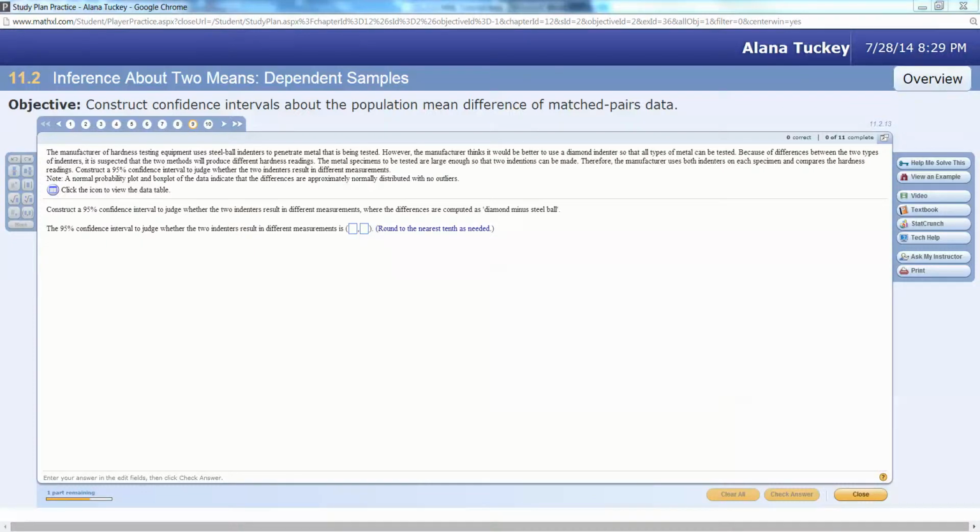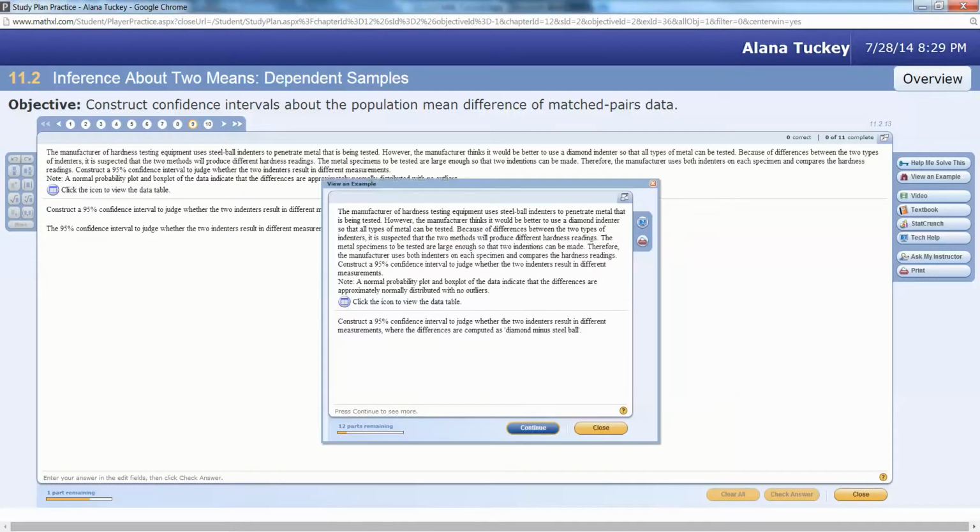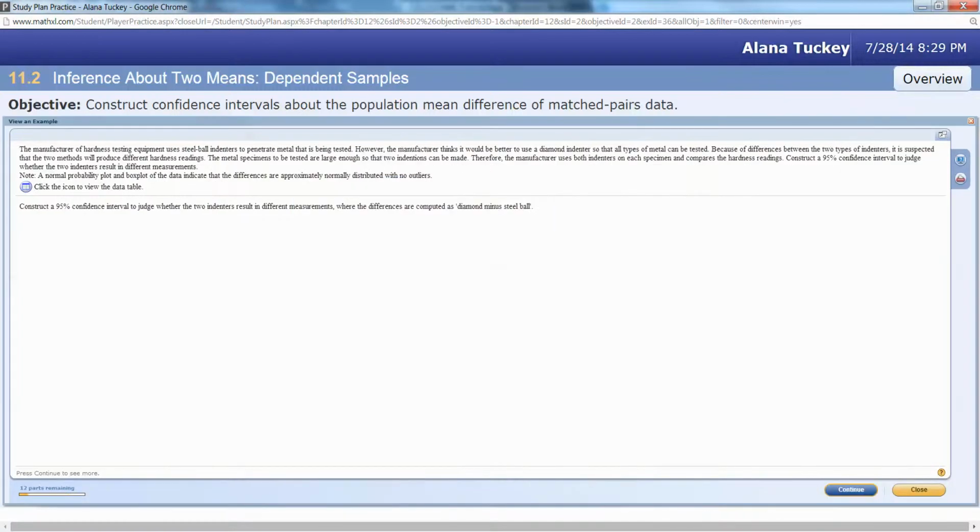Hello there, this is Alana Tucky, and I received a request for help with this problem, which is 11.2, number 13. So let me click View an Example here. It says the manufacturer of hardness testing equipment uses steel ball indenters to penetrate metal that is being tested. However, the manufacturer thinks it would be better to use a diamond indenter so that all types of metal can be tested.